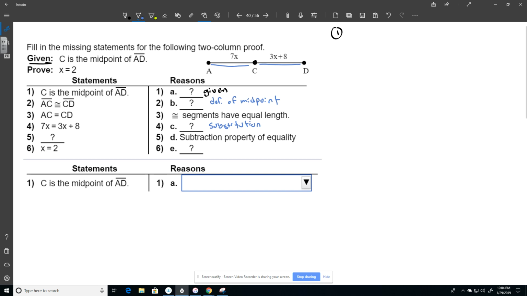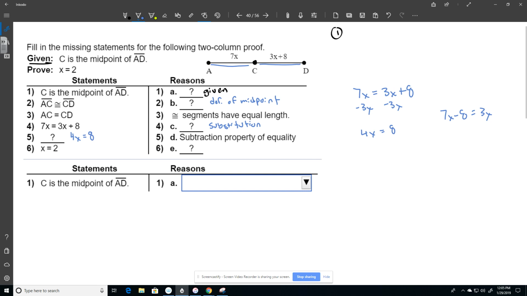And if I look at number 4, I'm at 7x equals 3x plus 8. It wants me to subtract something from both sides. Well, I could subtract the 8, but then I'm going to end up with 7x minus 8 equals 3x. That doesn't help me. I want to subtract 3x from both sides. And when I do, I get 4x equals 8. So for step 5 right here, I'm going to choose 4x equals 8.